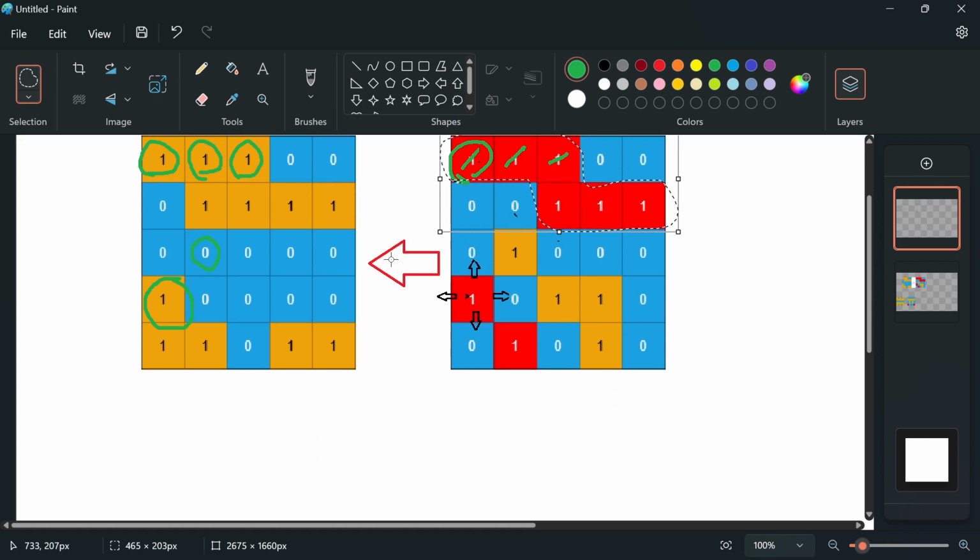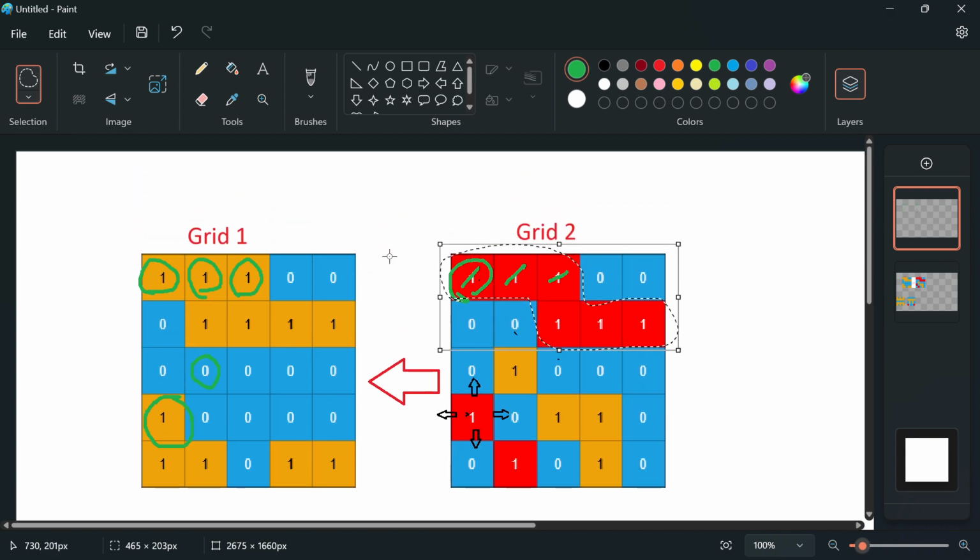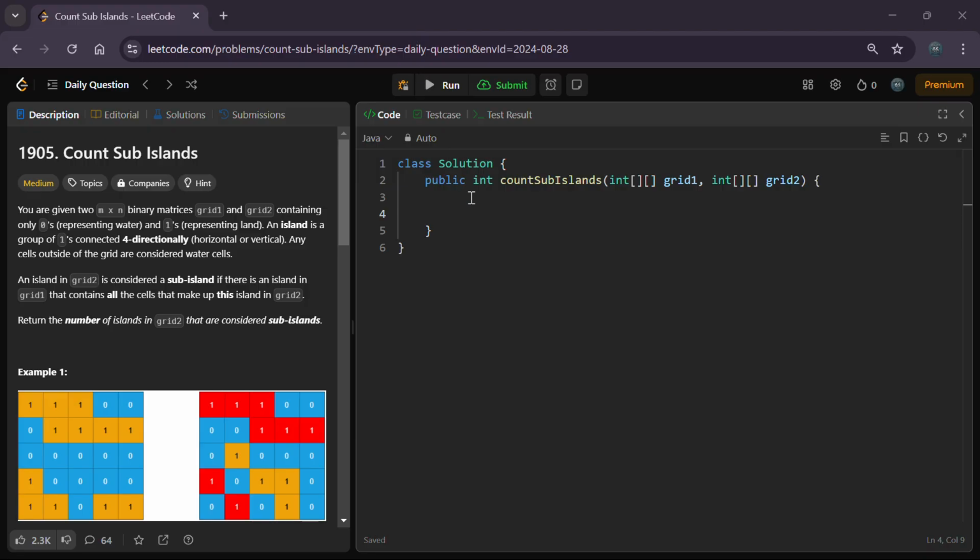So let's understand the problem with the coding part. Okay, now let's code our solution.